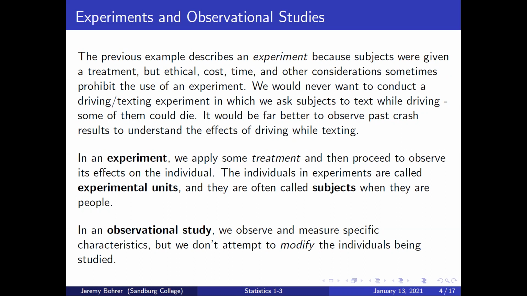In an experiment, we apply some treatment and then proceed to observe its effect on the individual. The individuals in experiments are called experimental units, and they are often called subjects when they are people. In an observational study, we observe and measure specific characteristics, but we don't attempt to modify the individuals being studied.